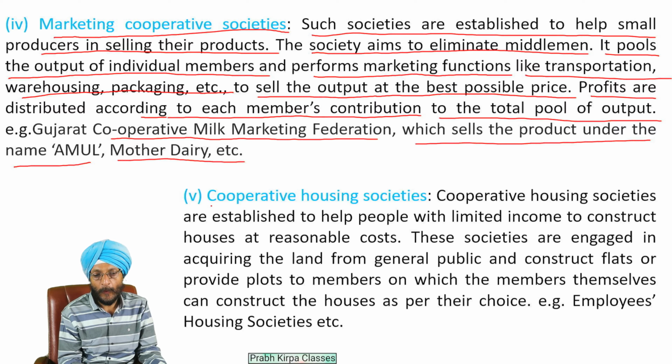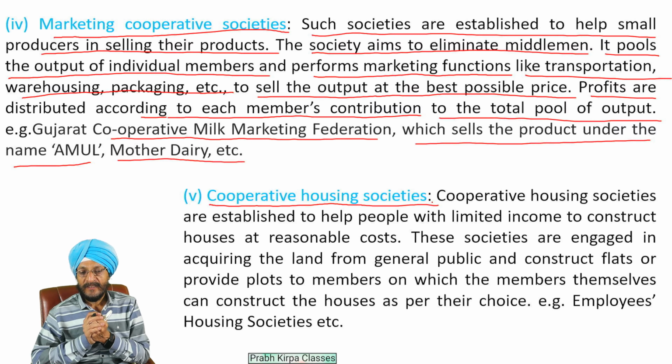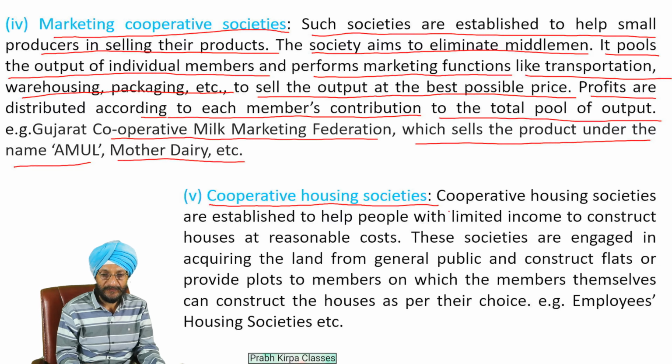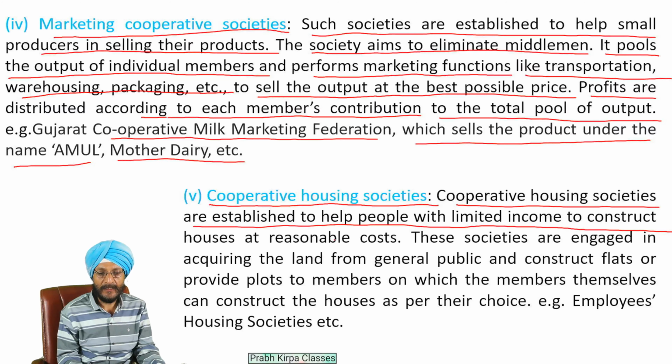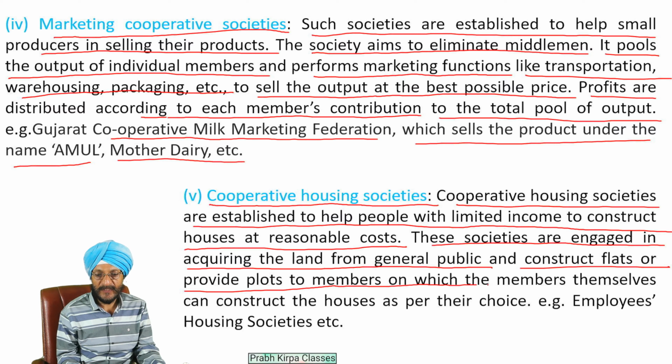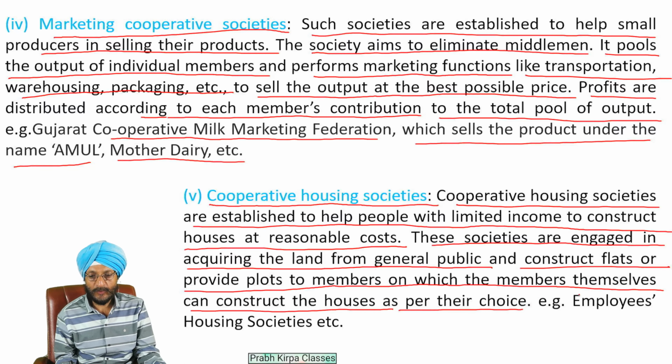Next type of cooperative society is cooperative housing societies. As the name suggests, it is concerned with housing problems. Cooperative housing societies are established to help people with limited income to construct houses at reasonable cost. These societies are engaged in acquiring land from the general public and constructing flats or providing plots to the members on which the members themselves can construct the house as per their choice. An example of a cooperative housing society is employees housing societies, etc.